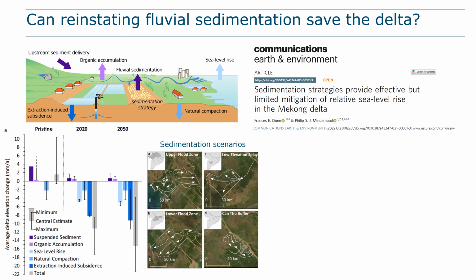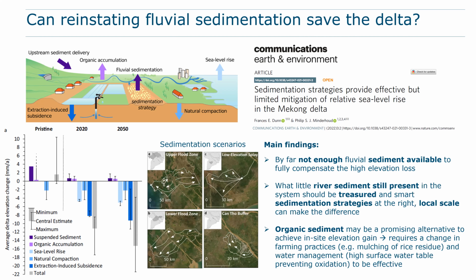So we then looked to smaller zones for sedimentation scenarios. And for this, I'd like to invite you to have a look at this paper if it's interesting to you. So briefly, some main findings. There is actually by far not enough fluvial sediment available to compensate the high elevation loss if we look at it for the entire delta plain.